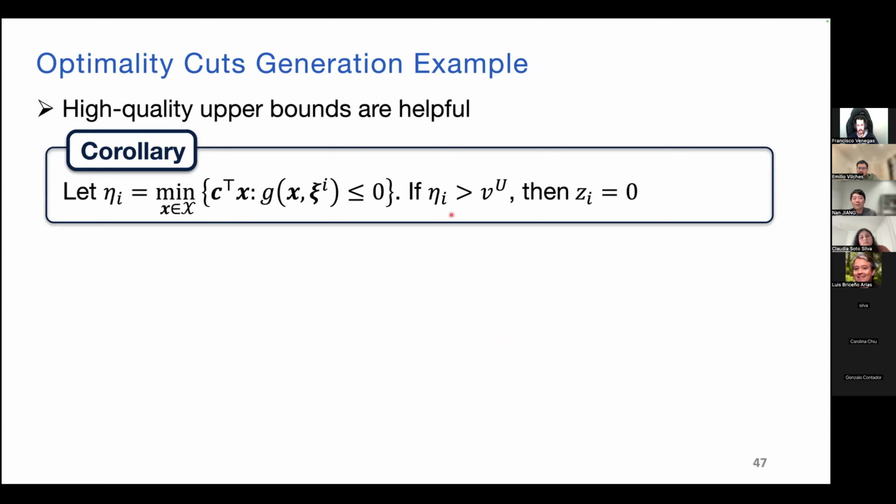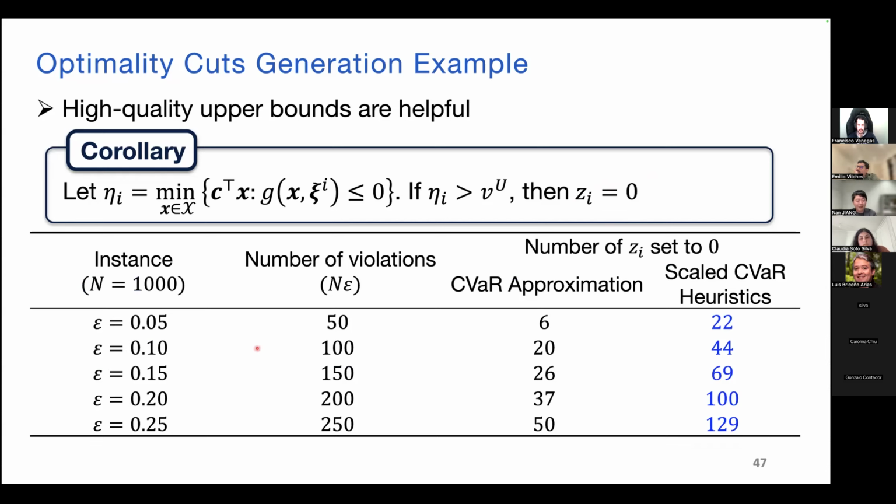So the idea is like this. For each individual scenario, we calculate its own value, and then compare it with the current upper bound. If the own value is already greater than the current upper bound, then this scenario should not be satisfied. This is the optimality cut we are going to generate. And then go back to those instances.